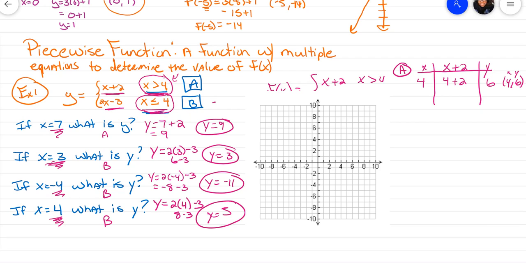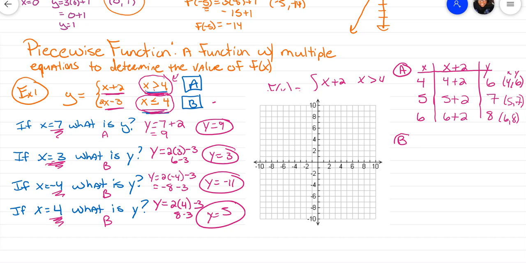And then my next point, this says for A, x is greater than 4. So the next value I want to plug in would be something like 5. And I'm going to plug that in. So 5 plus 2, we get 7. So this will be 5 comma 7. All right, and that's enough. Again, if you want to put another point for 6, you can. You can put 6 plus 2, that's 8. The point is 6, 8. But again, you don't have to. I'll be fine with the 2 points.